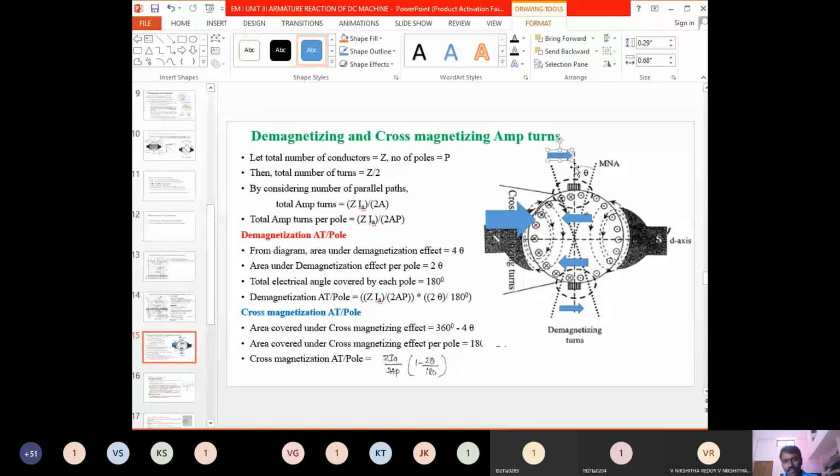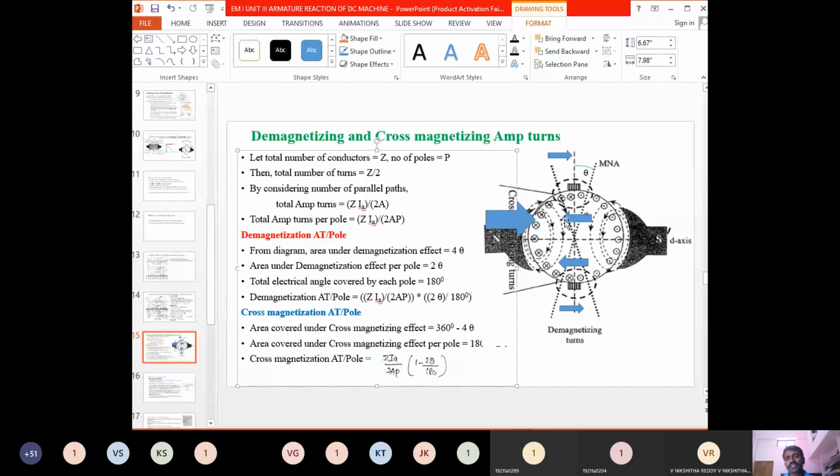So 2 theta by 180 into the total ampere turns will give us the demagnetization ampere turns. That's it. If you see this derivation in other textbooks, it is so complicated and lengthy, it covers almost 1 page. Just to avoid confusion, I'm making it simple. If you understand the theory concept in a better way, it's just a 2 line derivation, and it is often asked for a 10 marks question too.